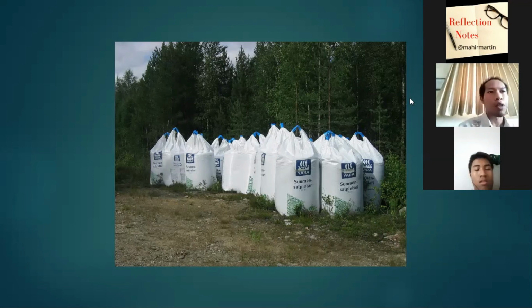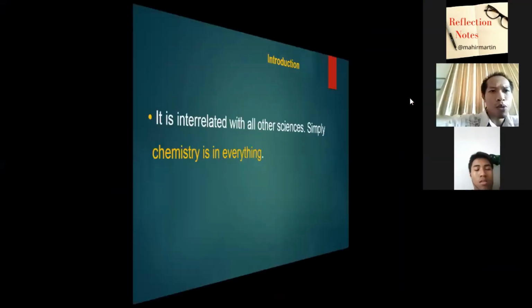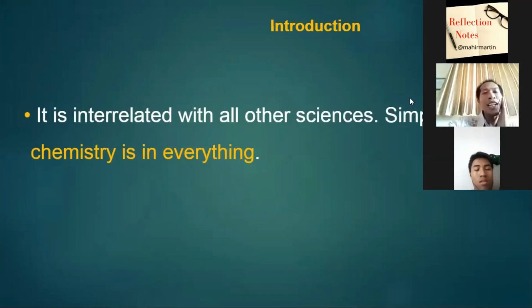important. If you go to IPB, Institut Pertanian Bogor, you will understand that chemistry has a big role in that university because we have agricultural chemistry. So this is also another branch of chemistry. As we can see here, chemistry is interrelated with all other sciences, and we can simply say that chemistry is in everything. Everywhere you can see chemistry. But the most important thing is that you have to know which part of chemistry, which branch of chemistry, is studied. So that's why those things are important.